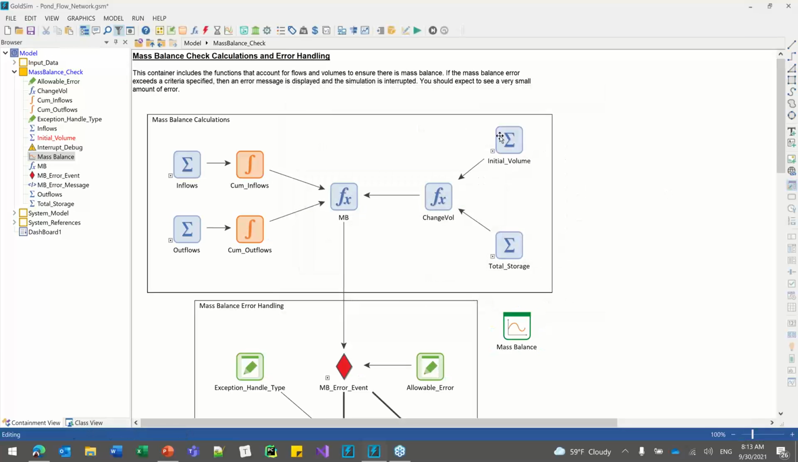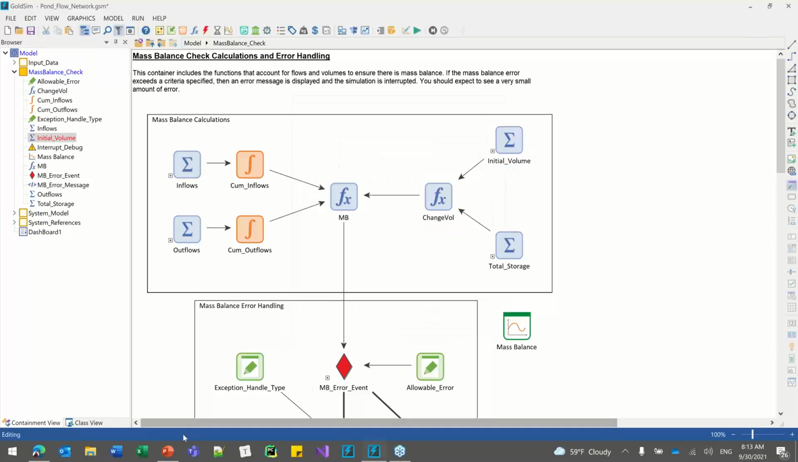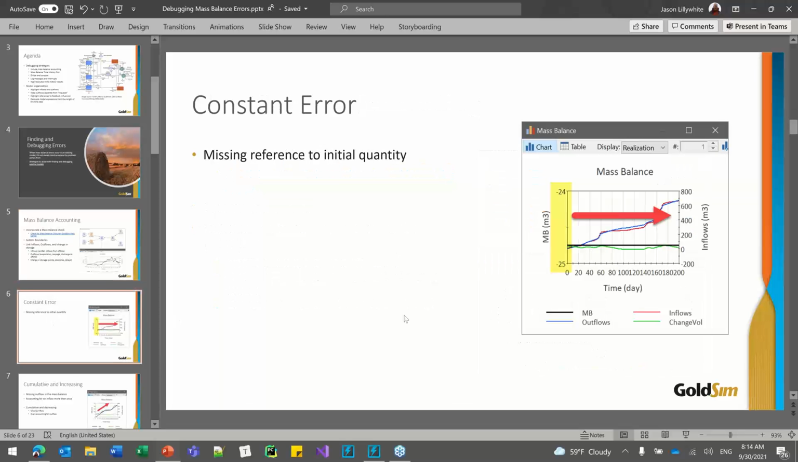Okay, so I'm going to now talk about the shape of that line, that mass balance line, the different kinds of shapes and what they might mean. All right, so a constant error like this one means that we're missing a reference to an initial quantity, and that would be negative. And then it could be double accounting or over accounting, and that would mean it's positive, if you've accounted for one or more initial volumes more than one time.